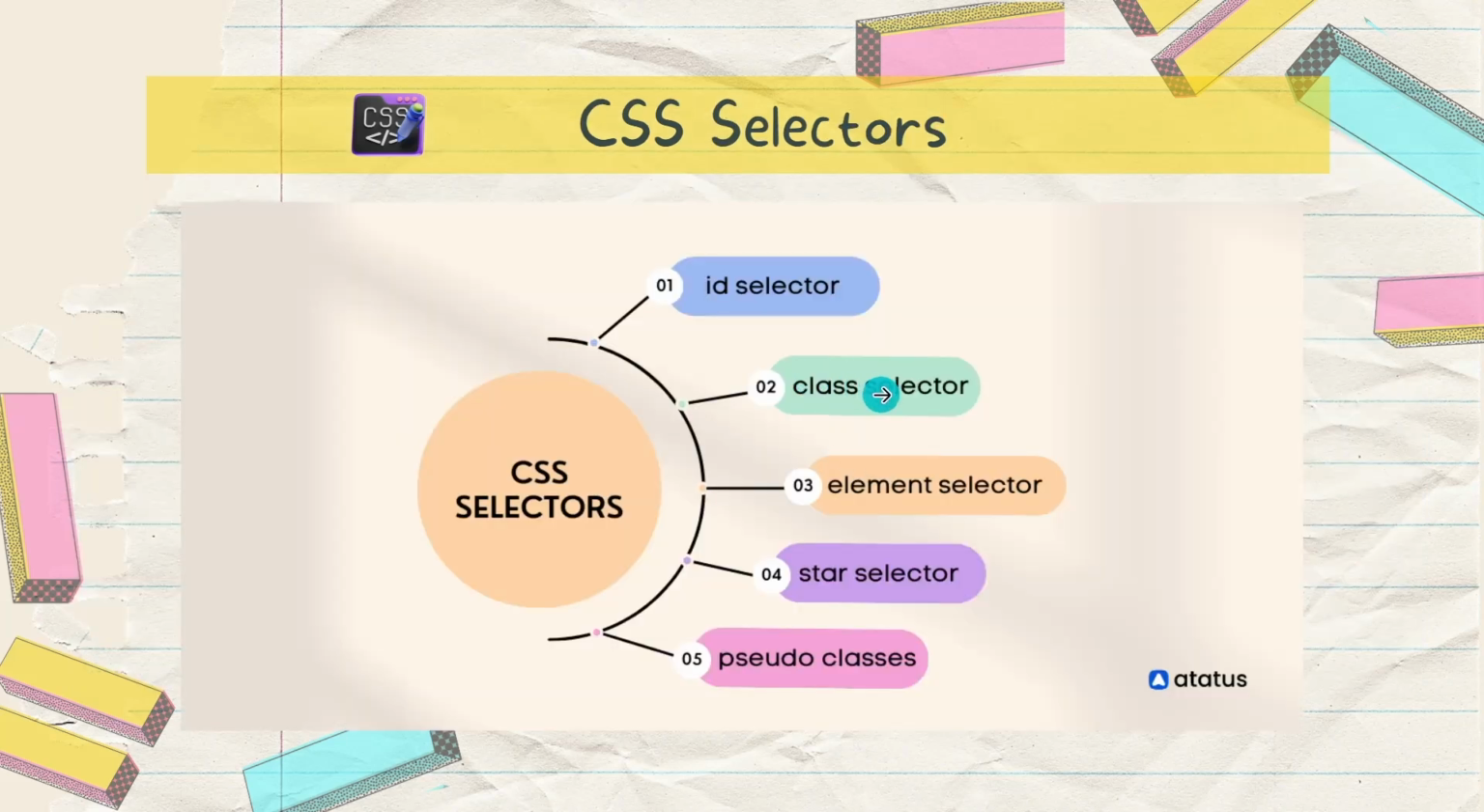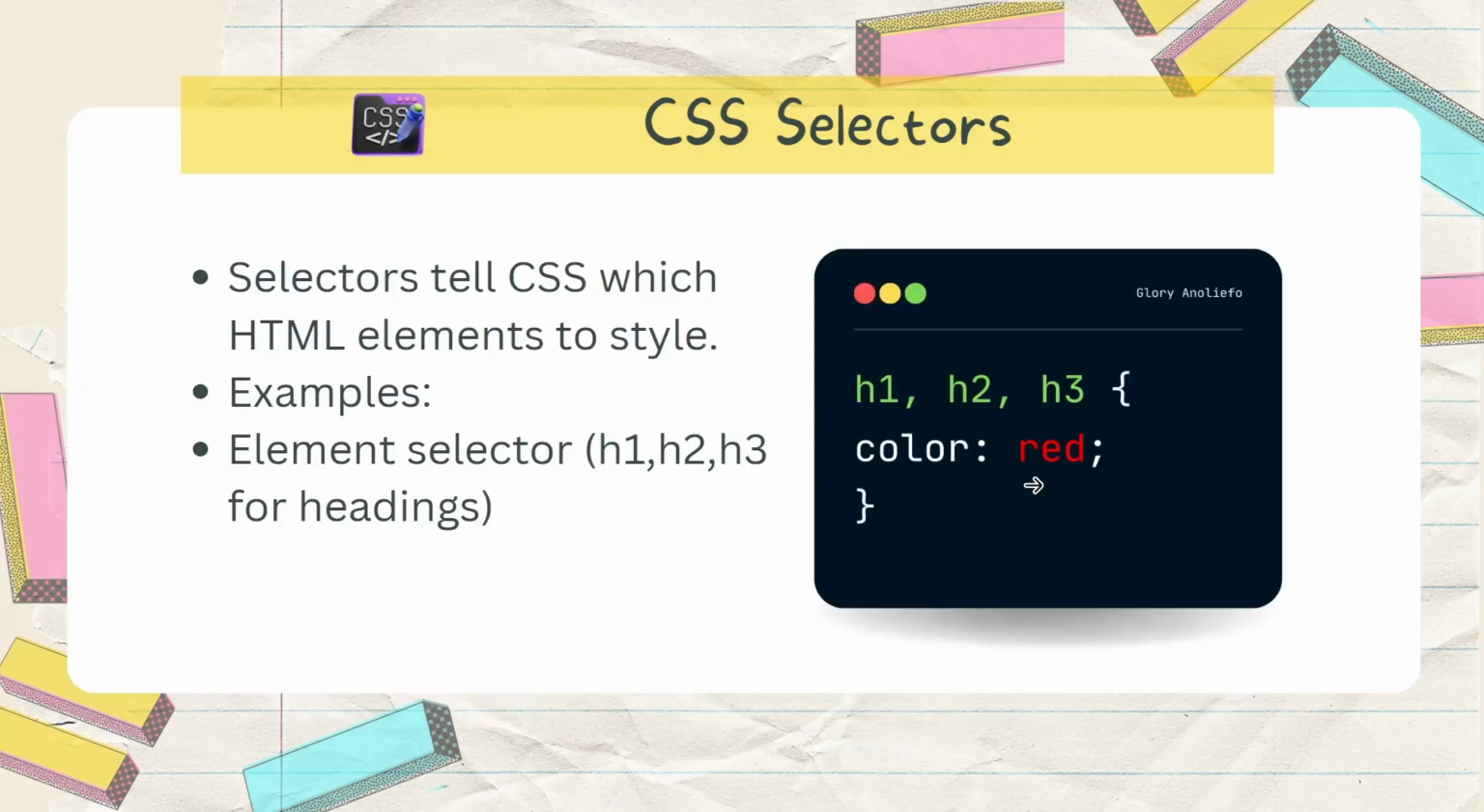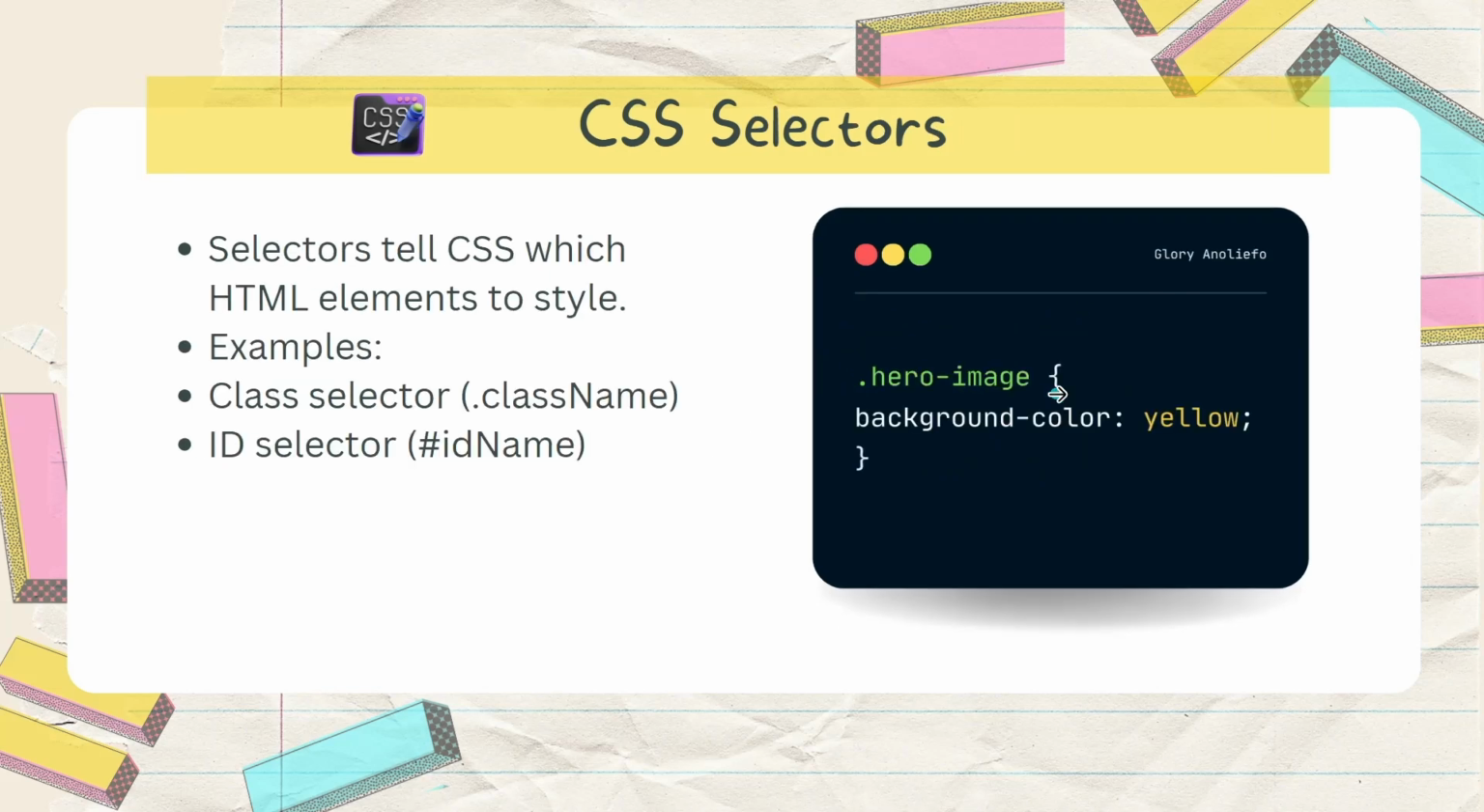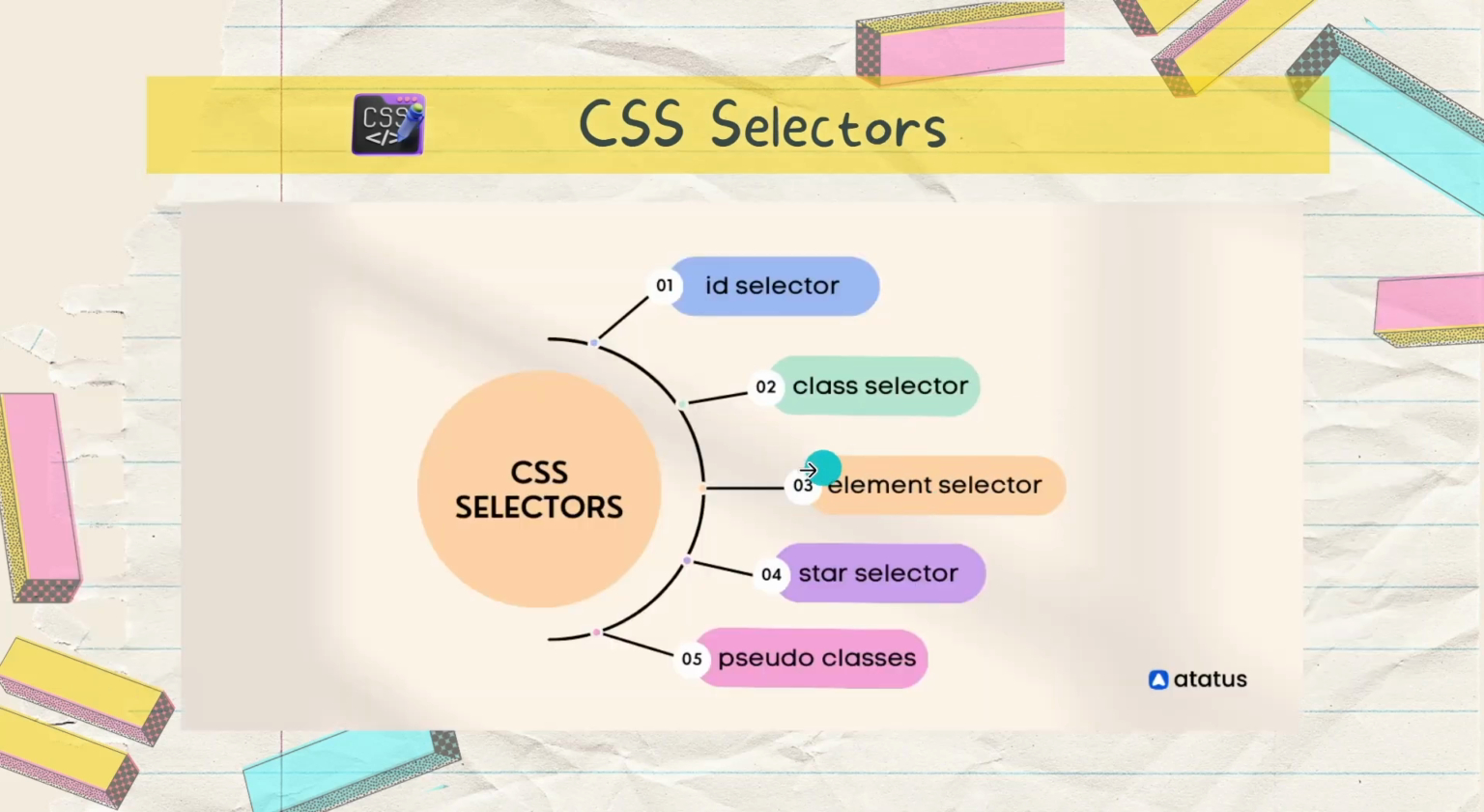So for the class, I said it before, you use your full stop. For the element, you can just write the element just like what we saw here. So this is an element selector because we called the element itself h1, h2, h3, right? We also have the star selector. This is more like the universal selector.